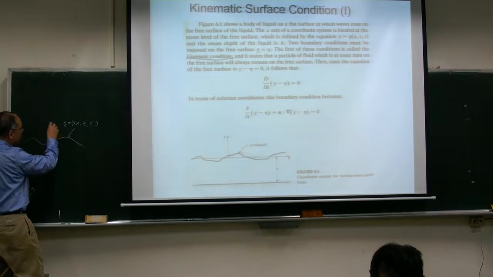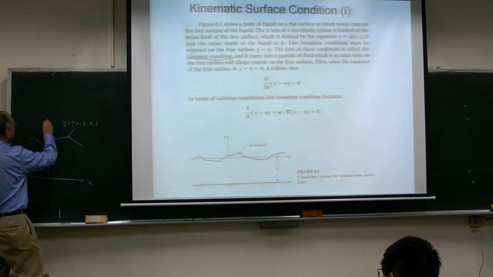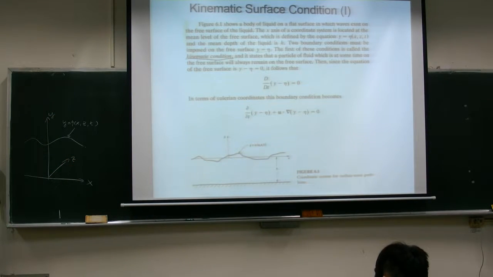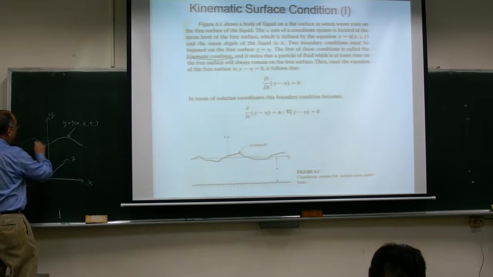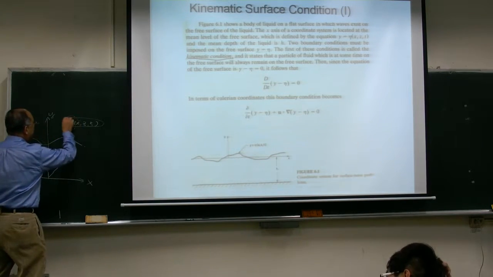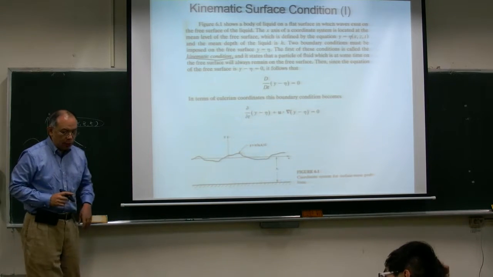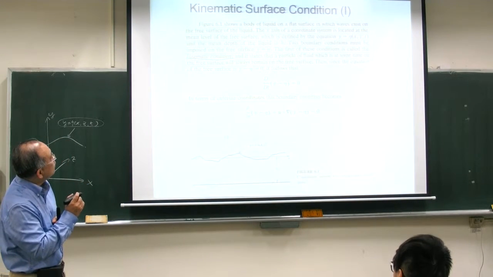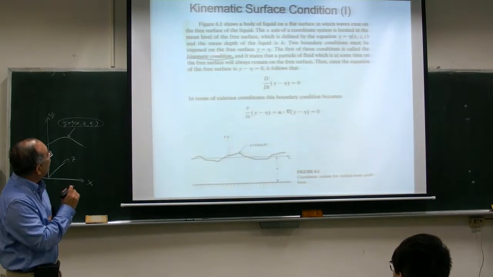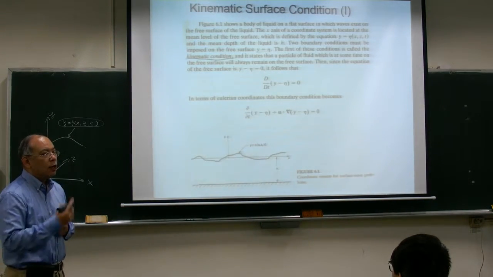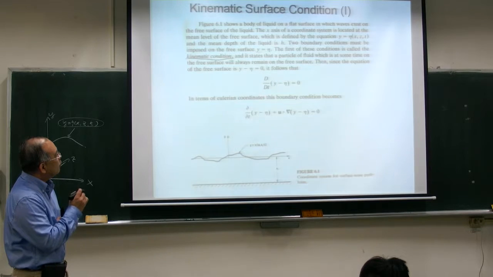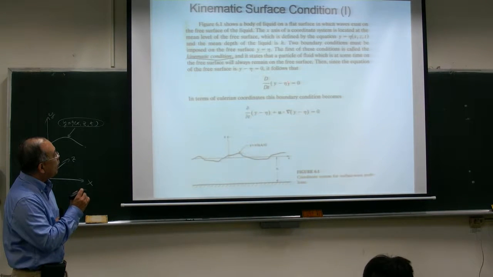This is our coordinate system: this is x, this is y, and this is maybe z. Any point on this free surface can be represented by y equal to η, and η will be a function of x, z and t. What's the kinematic boundary condition? It describes y minus η equal to 0, right?